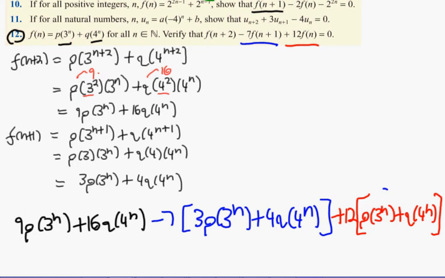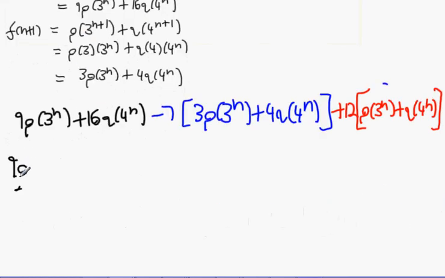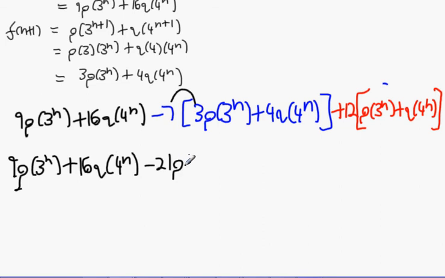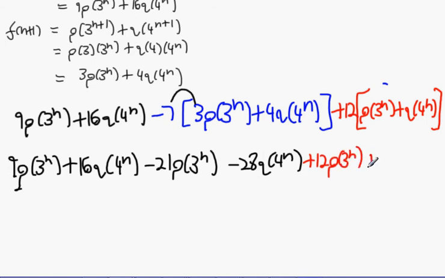Now that's the 3 different segments of your big question: black, blue and red. It's a matter of just doing them all out. So once again, 9p 3 to the n plus 16q 4 to the n. Now multiply this out: minus 21p 3 to the n minus 28q 4 to the n, and then plus 12p 3 to the n plus 12q 4 to the n. You really got to spell it out.